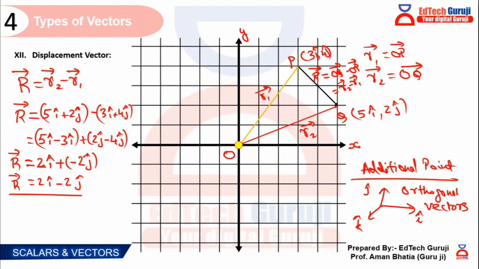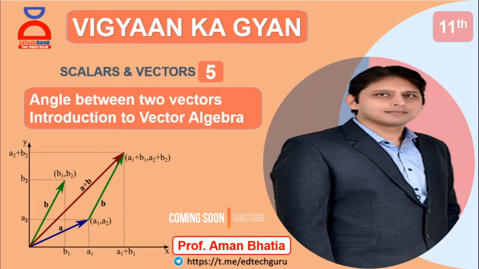I hope that today's class is very clear to you: the null vector, unit vector, position vector and displacement vector. In the next class, students, we will study the angle between two vectors, and also we will introduce you to vector algebra. Now we will start actually how we calculate vectors: how do we add, how do we subtract, how do we multiply, and so on.